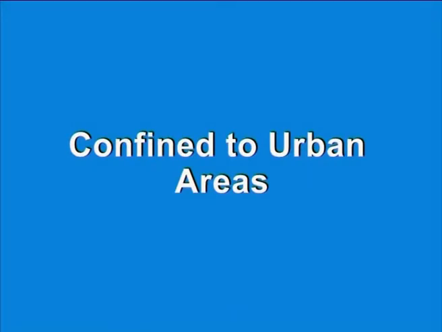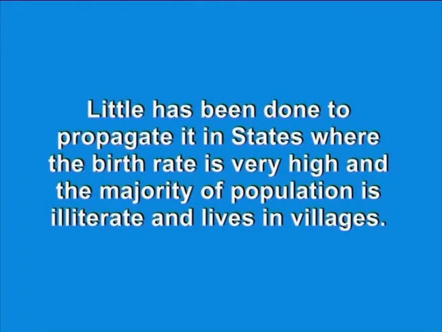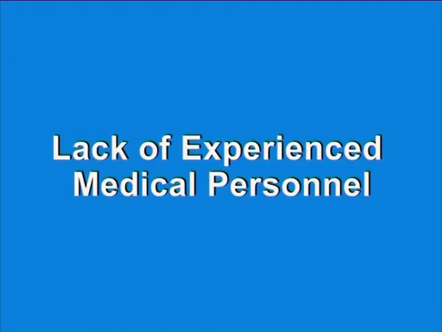Next problem is confined to urban areas. The propaganda of family planning has been largely confined to urban areas and that too among the educated masses. Little has been done to propagate it in states where the birth rate is very high and the majority of population is illiterate and lives in villages. As a result, backward states like Bihar, UP, Madhya Pradesh and Odisha have remained almost unaffected by family planning programs, as observed here.